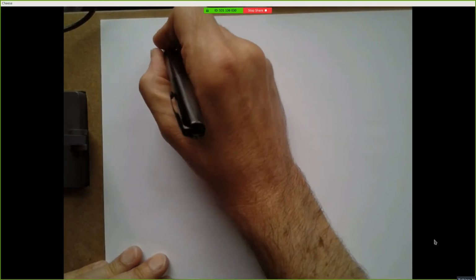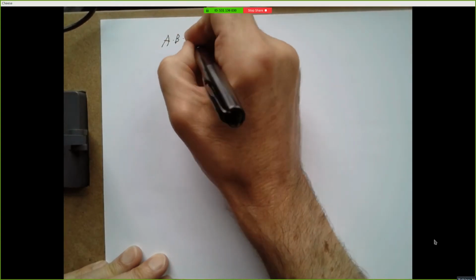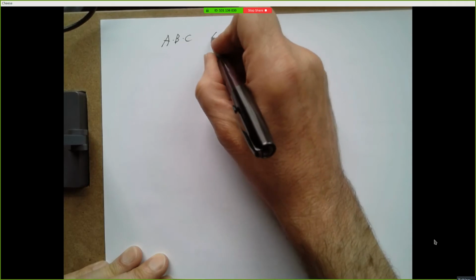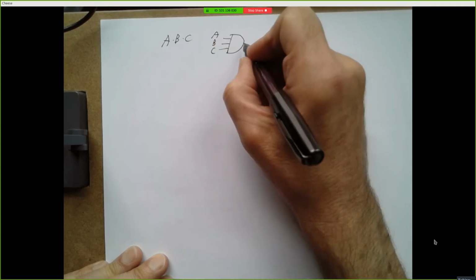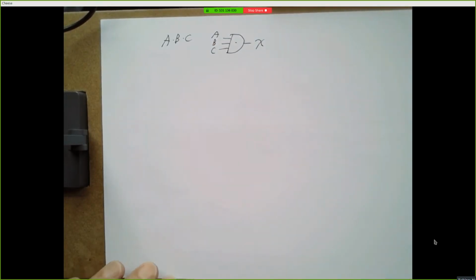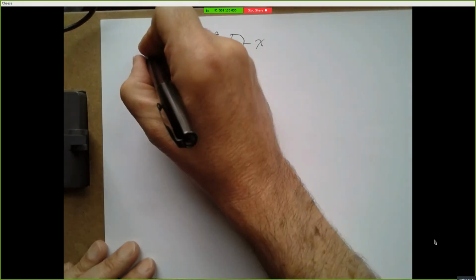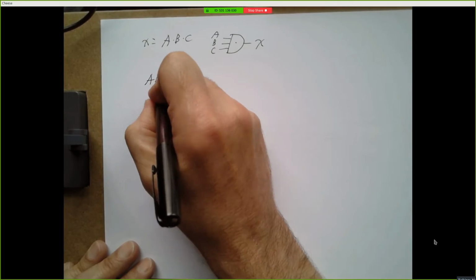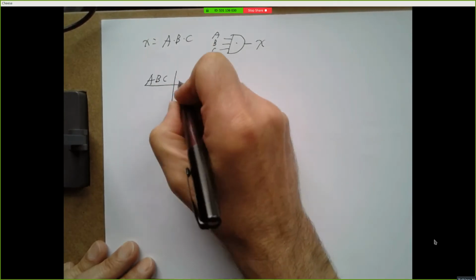Alright, we can also have gates with more than 2 inputs. For example, we could do A ANDed with B ANDed with C. And this might look like this. So 3 inputs going in and output X, and X is equal to ABC. And we can write the truth table for that.